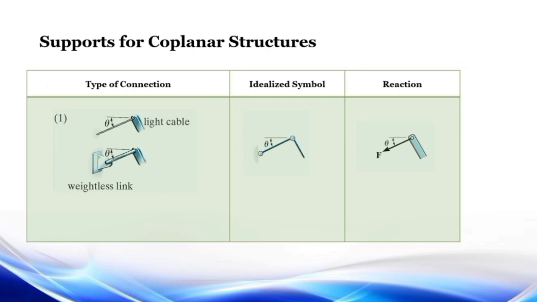In here, the supports for the coplanar structures are shown in the table. So, dito pinapakita yung types of connection, the idealized symbol, and the reactions. For number 1, we have here a light cable or a weightless link. So, ito yung kanyang idealized symbol. And for the reaction, we only have one unknown. And the reaction is a force that acts in the direction of the link or the cable.